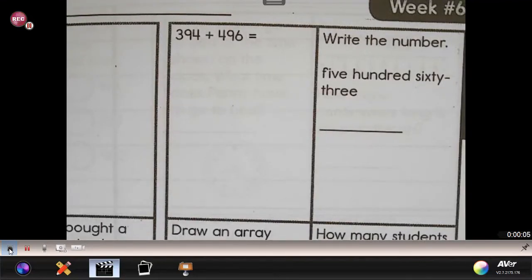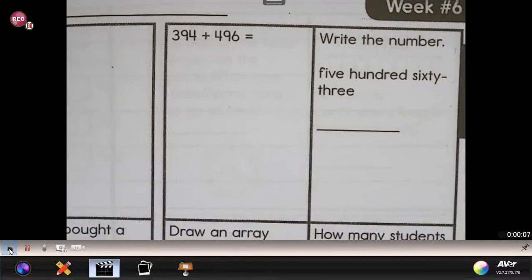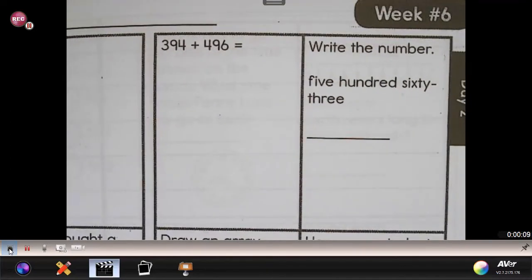Here we go, grand third graders. It's time to go over solutions for our DMA for today. So I want to get started.